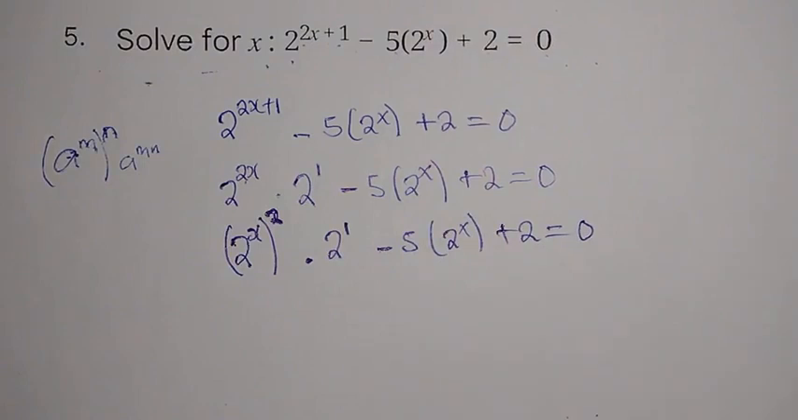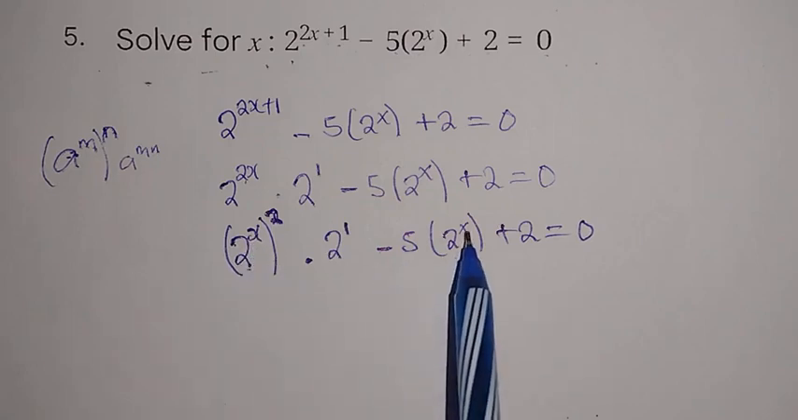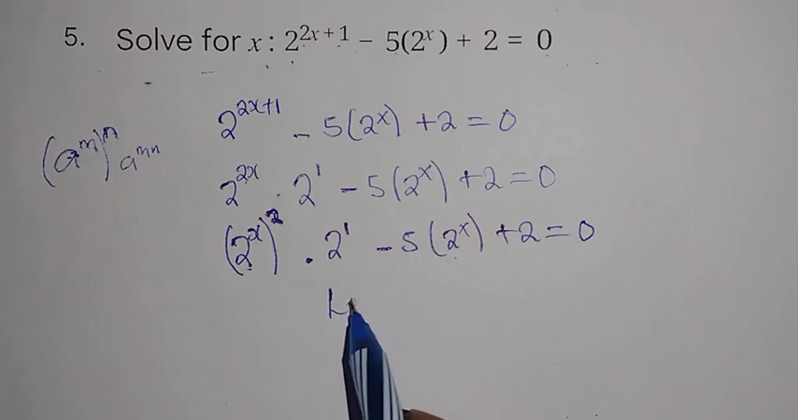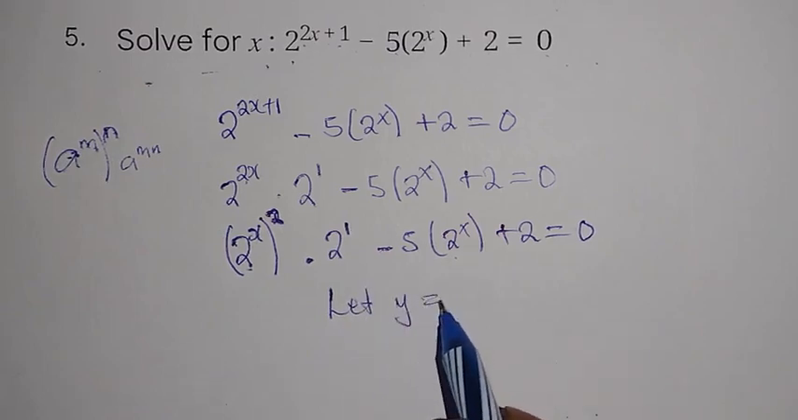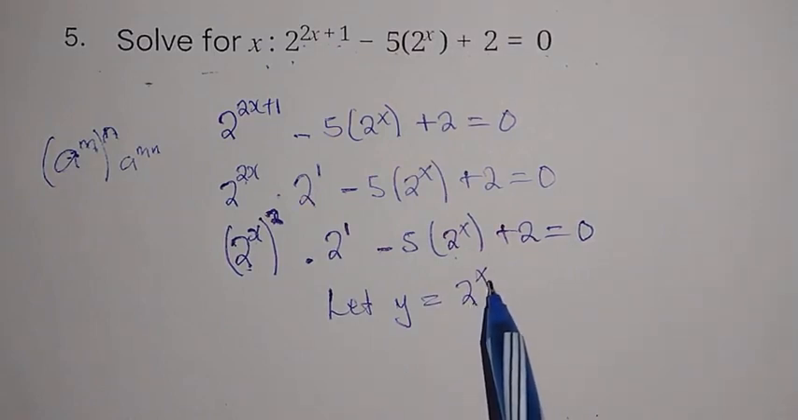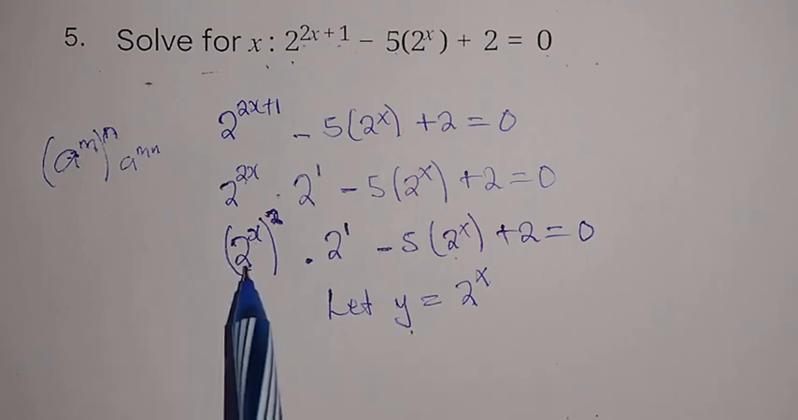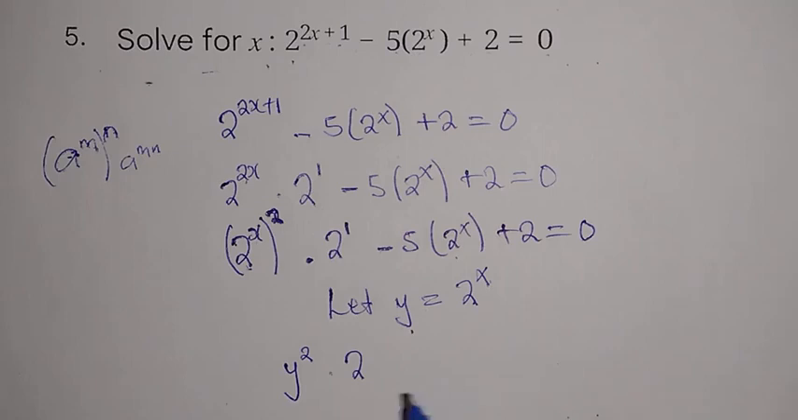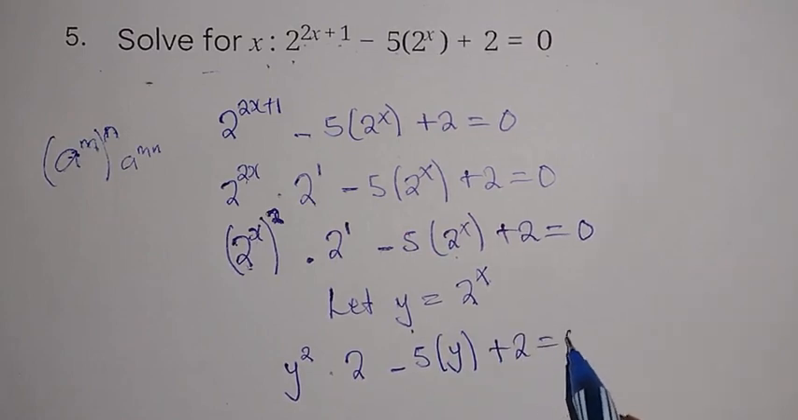Now from here, what we can observe is that we have 2 raised to the power of x. Again, there is 2 raised to the power of x. So we can use the substitution principle, where we say let y be equal to 2 raised to the power of x. Whenever we have 2 raised to the power of x, we are going to substitute y. So here we put y squared times 2. 2 raised to the power of 1 is a 2. Then minus 5, in brackets we put a y, then plus 2 equal to 0.